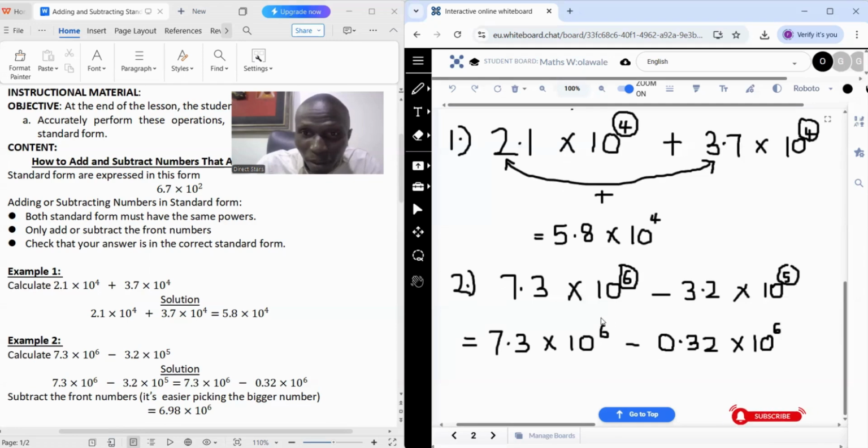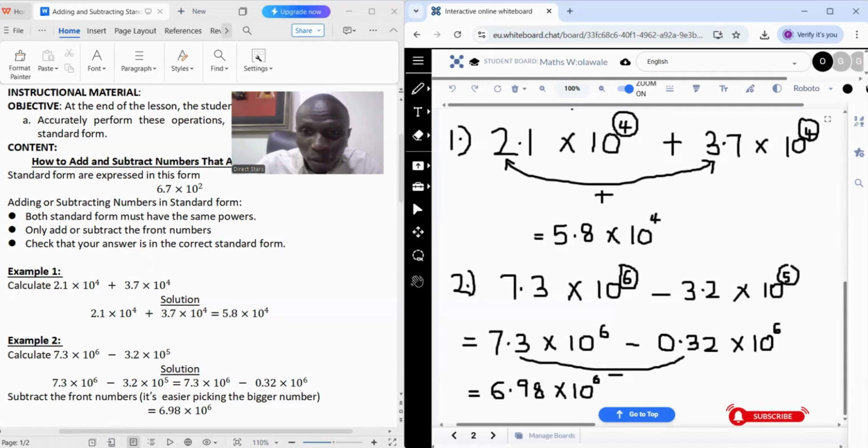So we can have this now to be 7.3 minus 0.32. We can have that now to be 6.98. You can now multiply it by the power, which is 10 raised to the power of 6. So 7.3 times 10 raised to the power of 6 minus 3.2 times 10 raised to the power of 5, we're going to have our answer to be 6.98 times 10 raised to the power of 6.